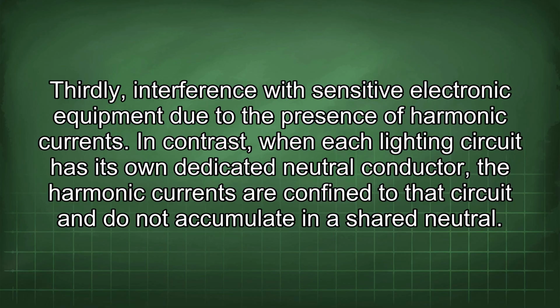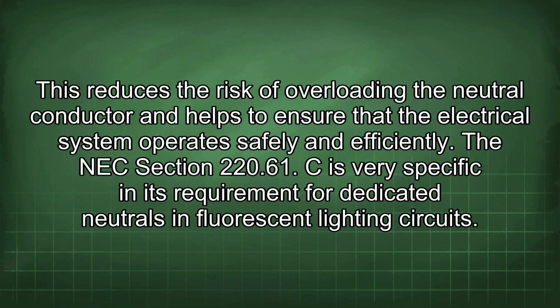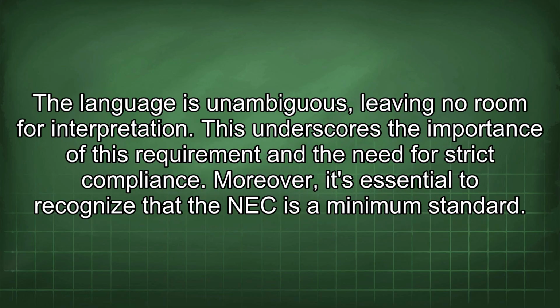In contrast, when each lighting circuit has its own dedicated neutral conductor, the harmonic currents are confined to that circuit and do not accumulate in a shared neutral. This reduces the risk of overloading the neutral conductor and helps to ensure that the electrical system operates safely and efficiently. The NEC Section 220.61 C is very specific in its requirement for dedicated neutrals in fluorescent lighting circuits. The language is unambiguous, leaving no room for interpretation. This underscores the importance of this requirement and the need for strict compliance.